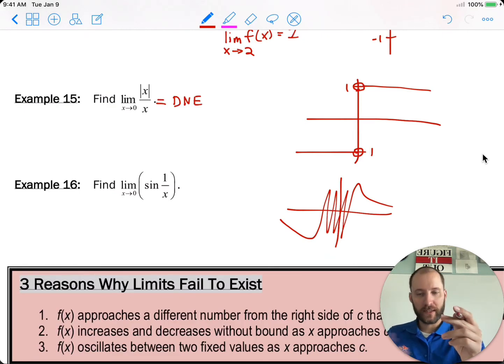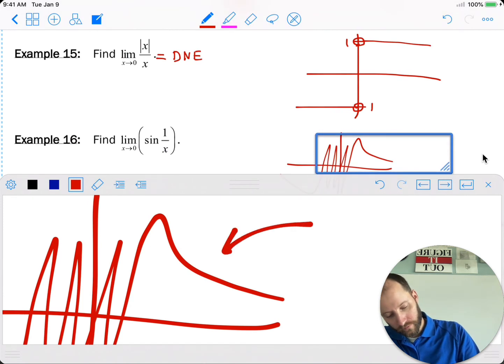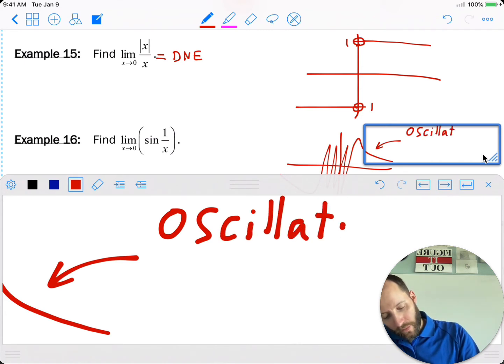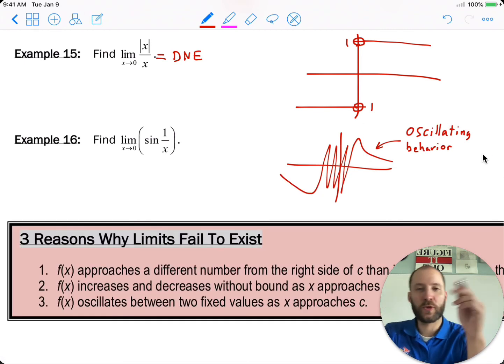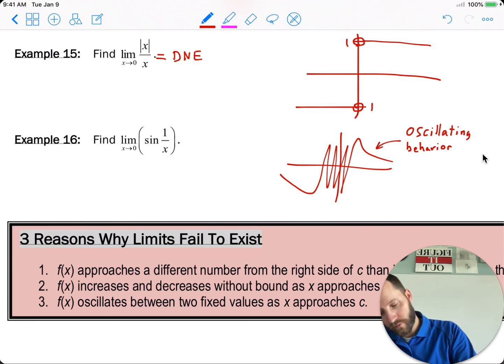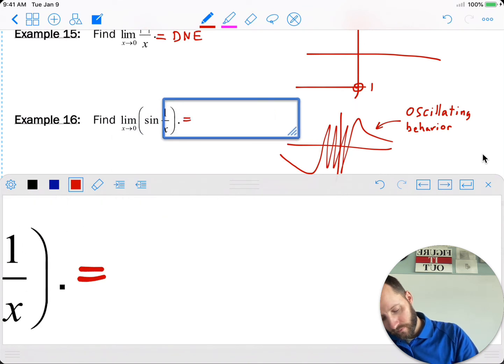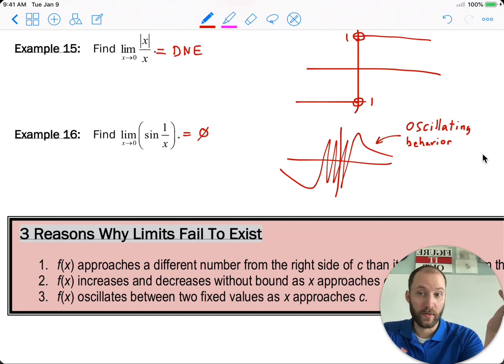So this we call oscillating behavior also. Because the graph is just kind of a big mess in there. It's kind of maxing out at 1. It's bottoming out at -1. And then in between, who knows? So this limit also does not exist or is undefined, okay?